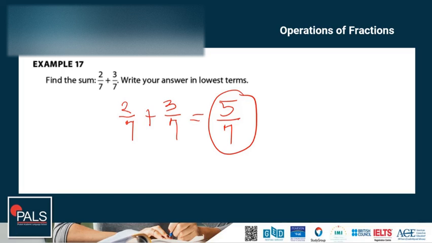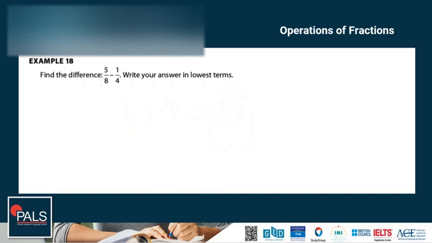Let's try another example. Find the difference of 5 over 8 minus 1 over 4. Write your answer in lowest terms. Find the difference means minus, so we need to subtract. But as you look at the fractions, the denominators are not the same. So first, we need to find the common denominator.